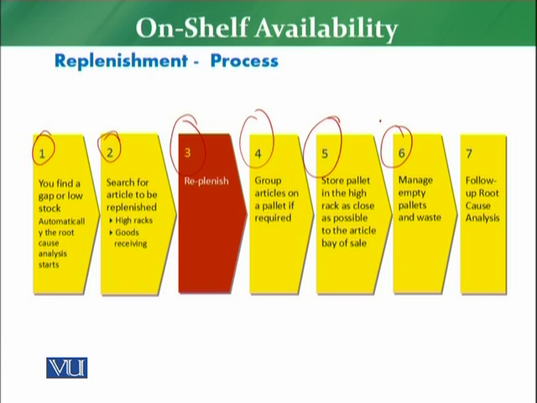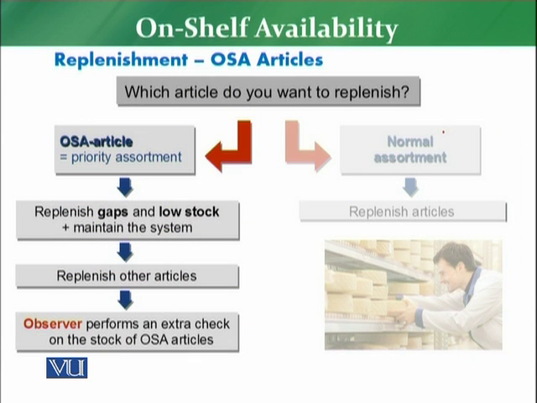Sixth, you need to manage empty pallets and waste. And the seventh step is that you need to follow up the root cause analysis, so that this mistake of gap is not incurred again. So you need to review all these 7 steps to move forward. Then comes replenishing on-shelf articles, the on-shelf availability of the articles.